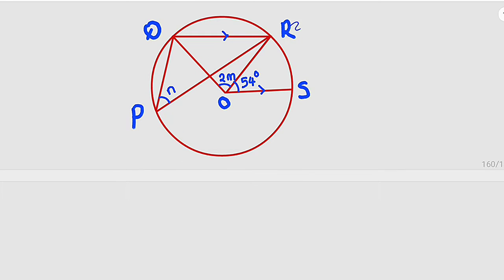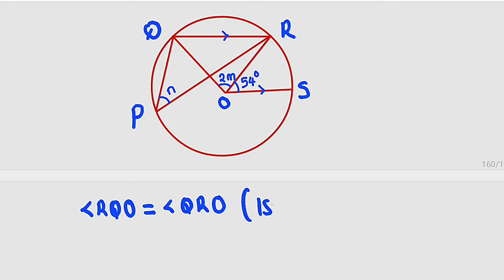The first angle should be RQO. Angle RQO must be equal to the other one, QRO. So they must be the same. Reason, isosceles.